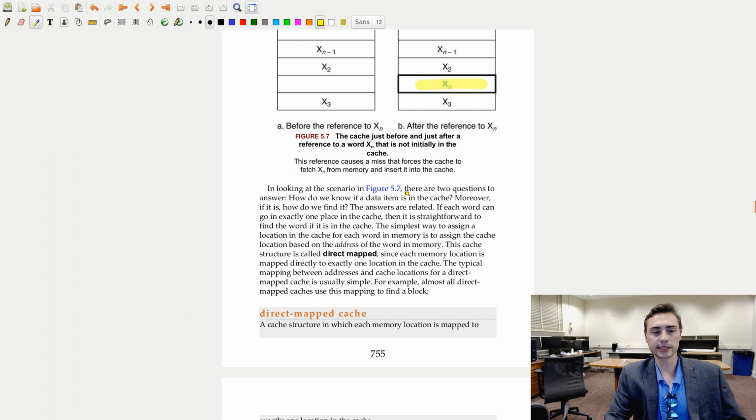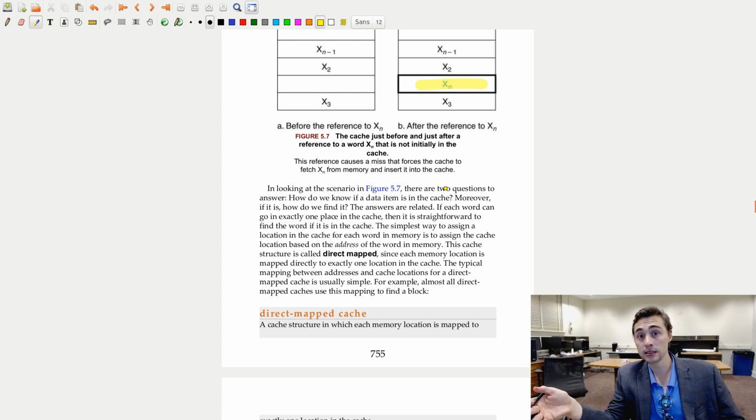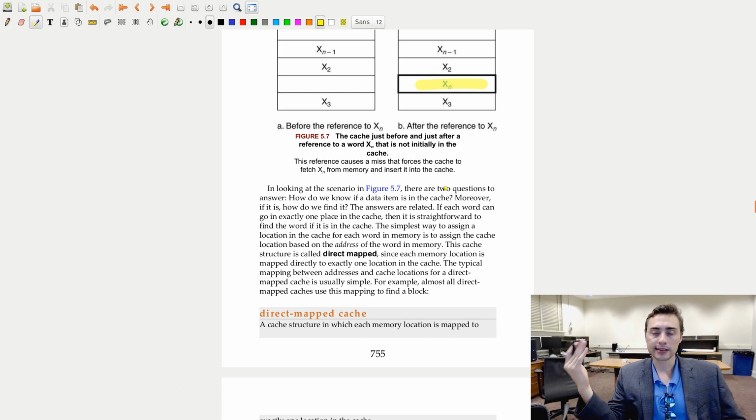So in looking at the scenario in 5.7, there are two questions to answer. How do we know if we access x_n, how do we know that x_n is in the cache or not in the cache? So that's the first question. And then if it's not in the cache, how do we find it? So the answers are related.